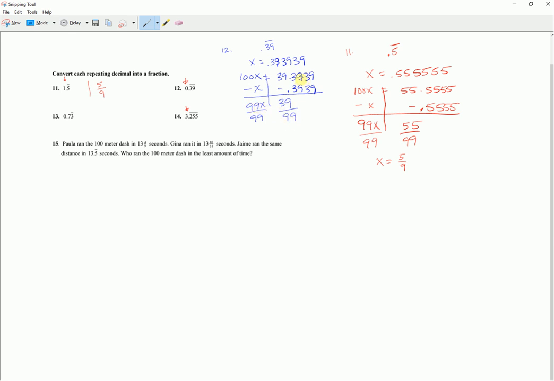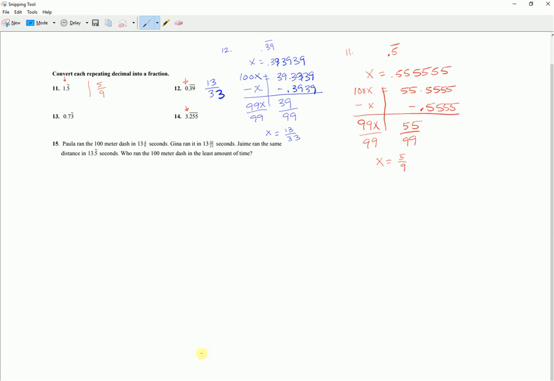I know 3 at least goes into this, so let's see if we can simplify the fractions. 3 goes into this one 13 times, and 3 goes into this 33 times. That might be as good as we can get it. So I think that the fraction in this case is 13 divided by 33. Let's see, there we go.